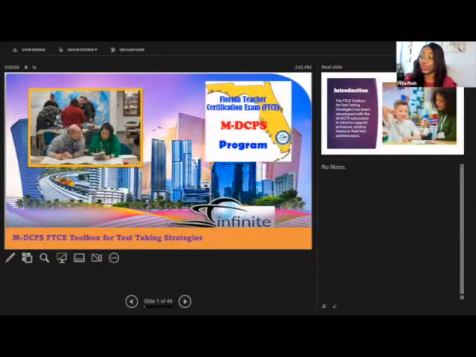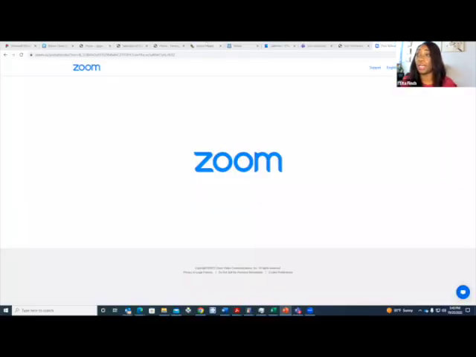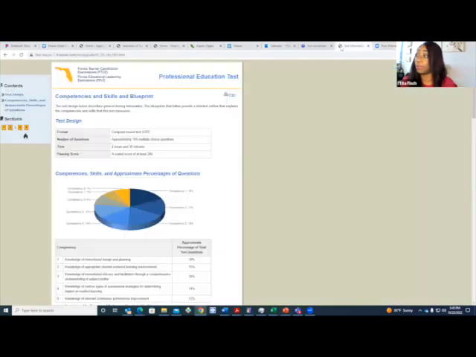So let's get into it. This is going to be our FTCE toolbox for testing and test taking strategies. Now, if you are on your computer, you want to go ahead and open up another tab. So go ahead and open up the tab that we're going to be working on.